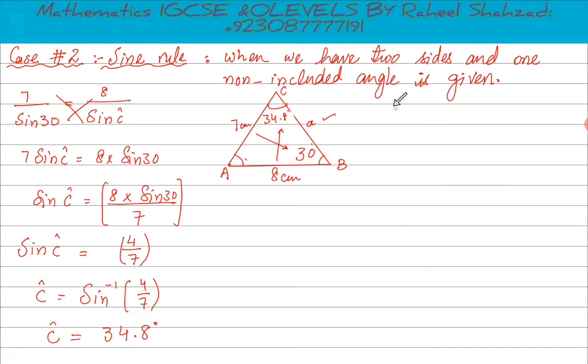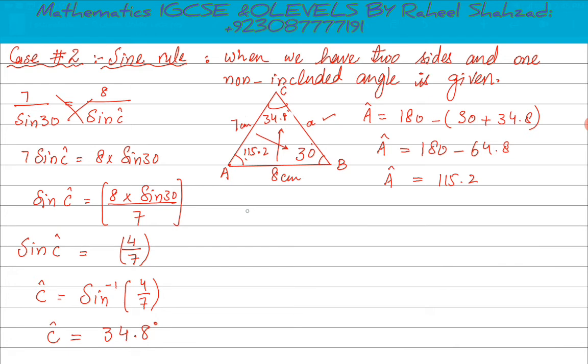So angle A will be equal to 180 minus (30 plus 34.8). So it's going to be 180 minus, you add 30 and 34.8, that adds up to 64.8. So 180 minus 64.8, that makes it 115.2. So this angle is 115.2. This is 30, this is 34.8.